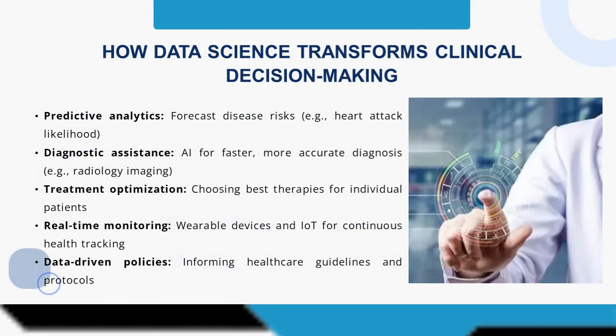Clinical decision-making. Predictive analytics can estimate disease risk. AI supports doctors in diagnosing conditions quickly, and treatment optimization ensures the right therapy is chosen for each patient. Real-time monitoring with wearables helps track health continuously, while data-driven policies improve overall healthcare quality.